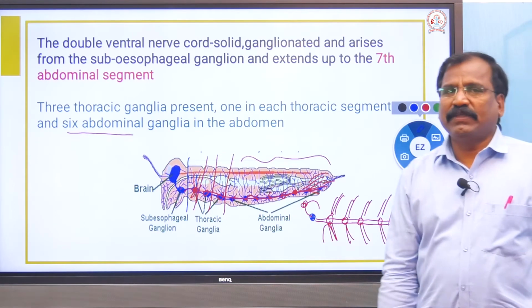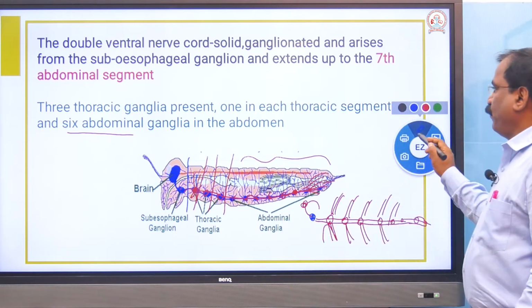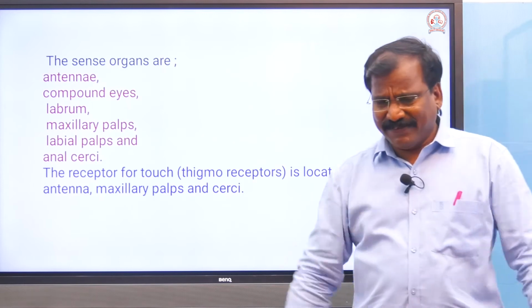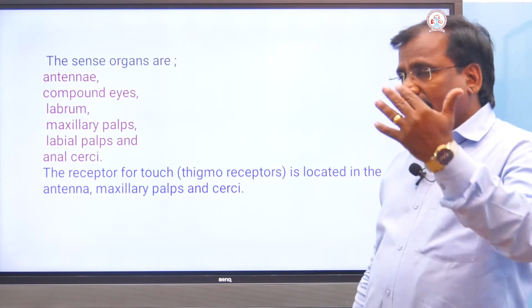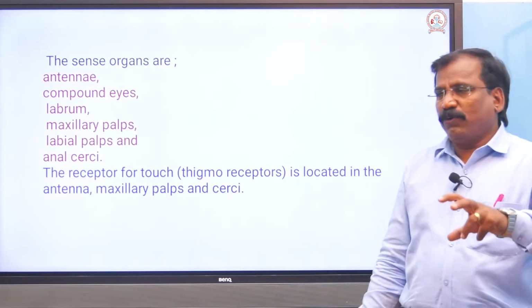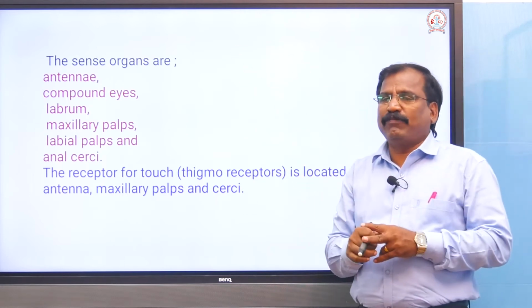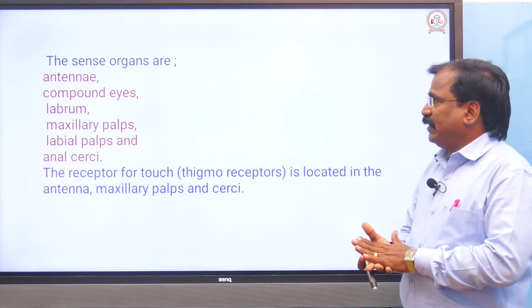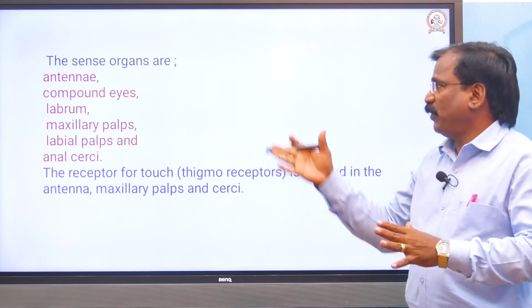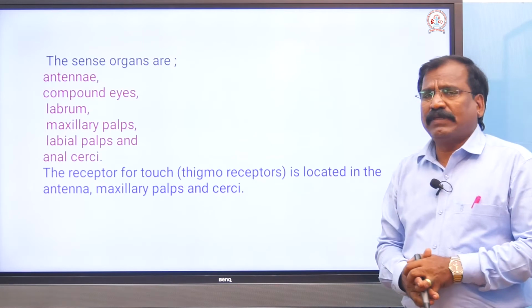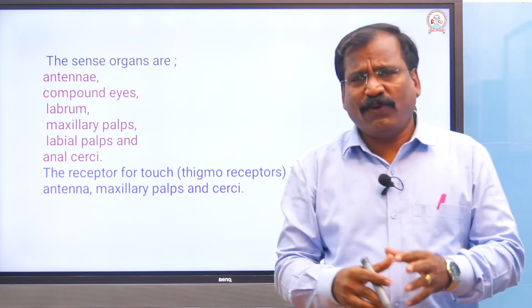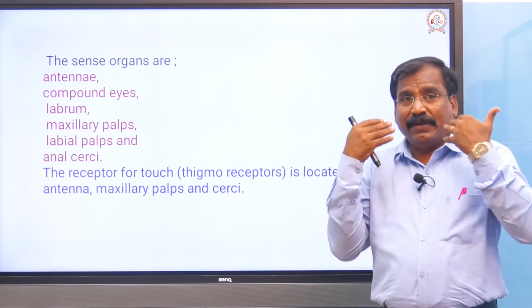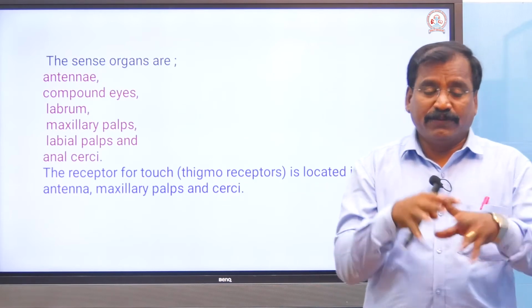So this is the nervous system of the cockroach. Very simple, almost similar to the earthworm. That's all for the nervous system. The next part is the sense organs. What sense organs are there? We have the eye, ear, nose, tongue, and skin.